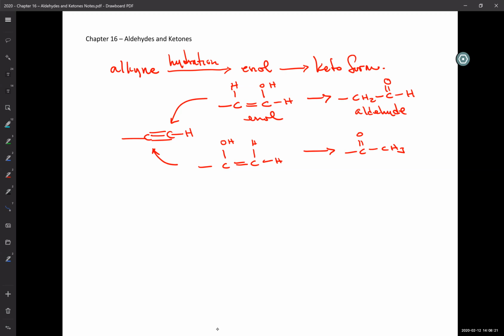So how do you do the two different kinds, right? So do you guys remember? Yeah, so for doing this one, this is H2SO4.